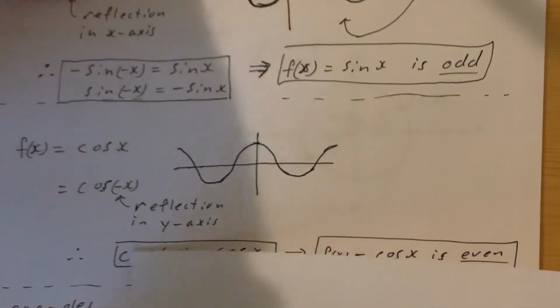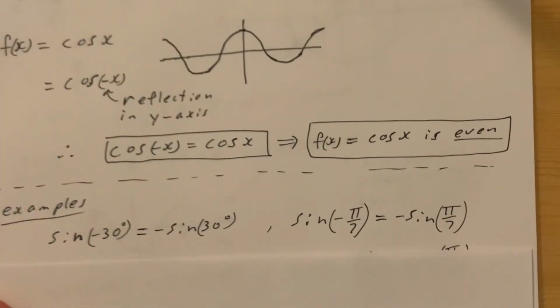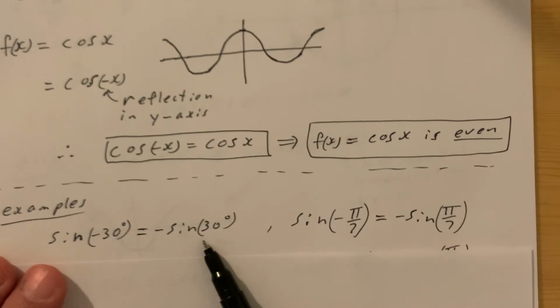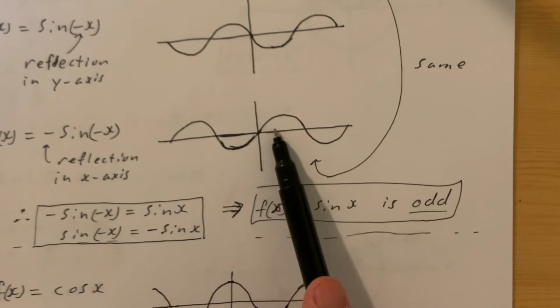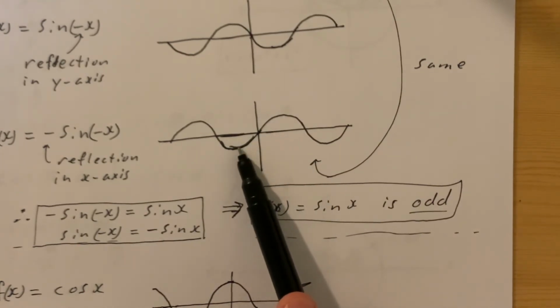Okay, some examples of this would be if we just did sine. Sine of negative 30 degrees is the negative of sine of 30. So we go back to the sine graph way up here. So sine of 30 degrees and sine of negative 30 degrees, they're the negatives of each other. Okay?